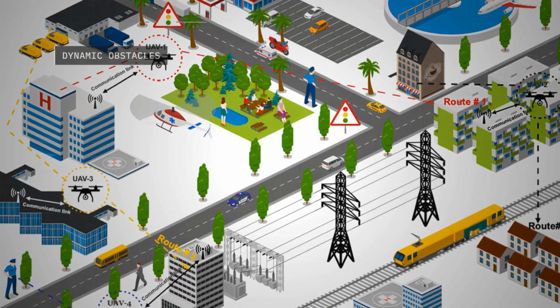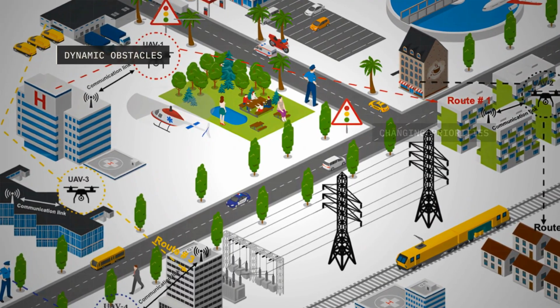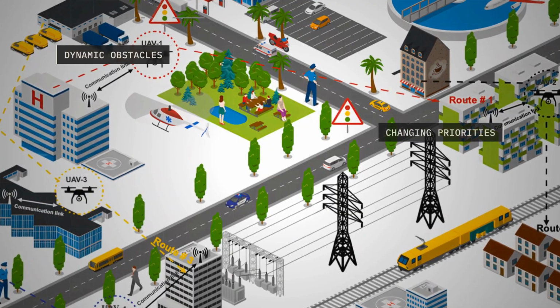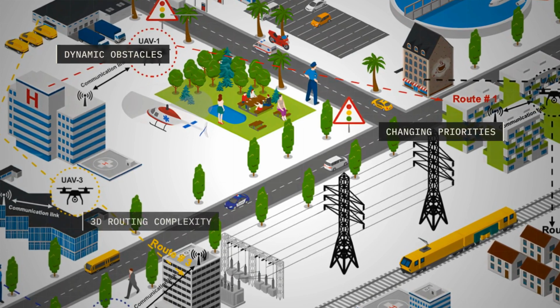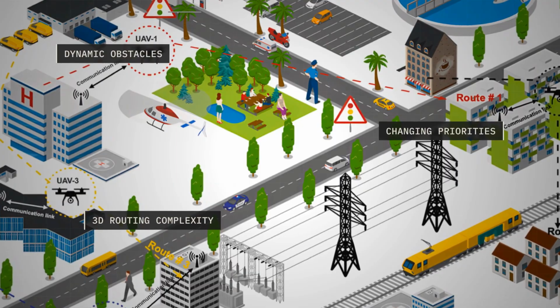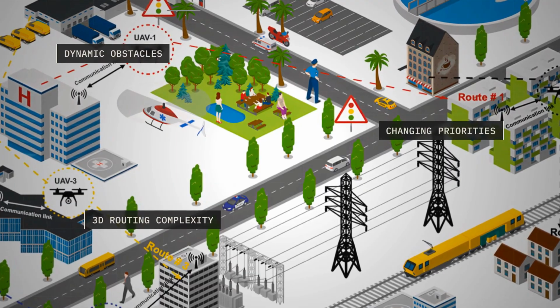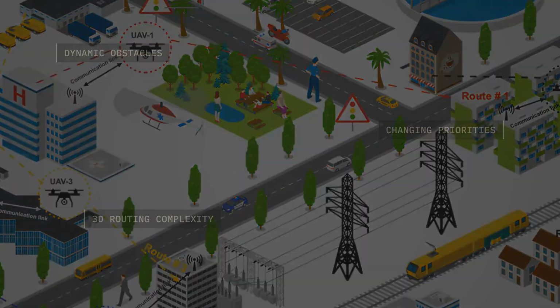However, routing UAVs through dynamic three-dimensional environments is difficult. Buildings, moving obstacles, changing delivery priorities, and unexpected disruptions can force a UAV to recalculate its path in real time. Traditional approaches are often designed for two-dimensional or static environments and may require substantial computation.